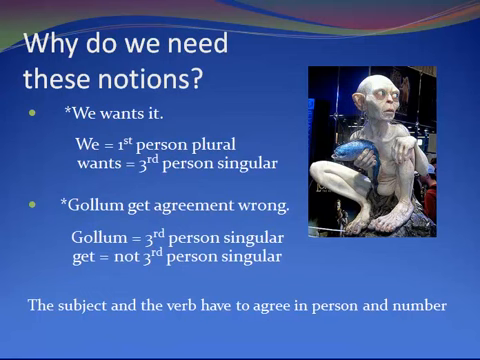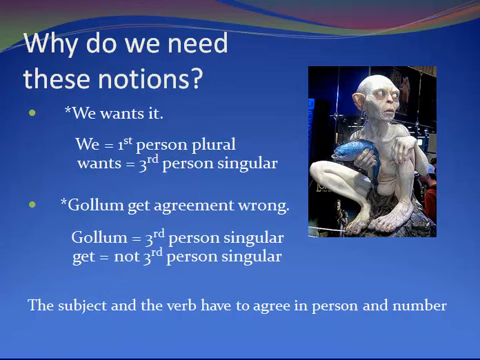Why do we need these notions of person and number? Well, they are important for the grammar. So if we take a sentence like "we wants it," it's ungrammatical. And in order to explain why it's ungrammatical, we need to talk about person and number. Because the "we," that's the pronoun, it's first person and it's plural. But wants is a third person singular form of to want. And we find that they don't go together because the subject and the verb have to agree in person and number. And here they don't, so the sentence is ungrammatical.